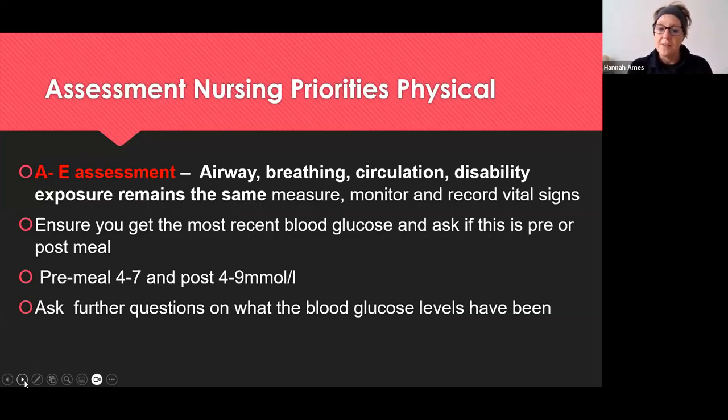And you might want to ask a few additional questions around the blood glucose levels. What have they been like over the last few months, for example? Are they normally high? What is that blood sugar control normally like for this patient?